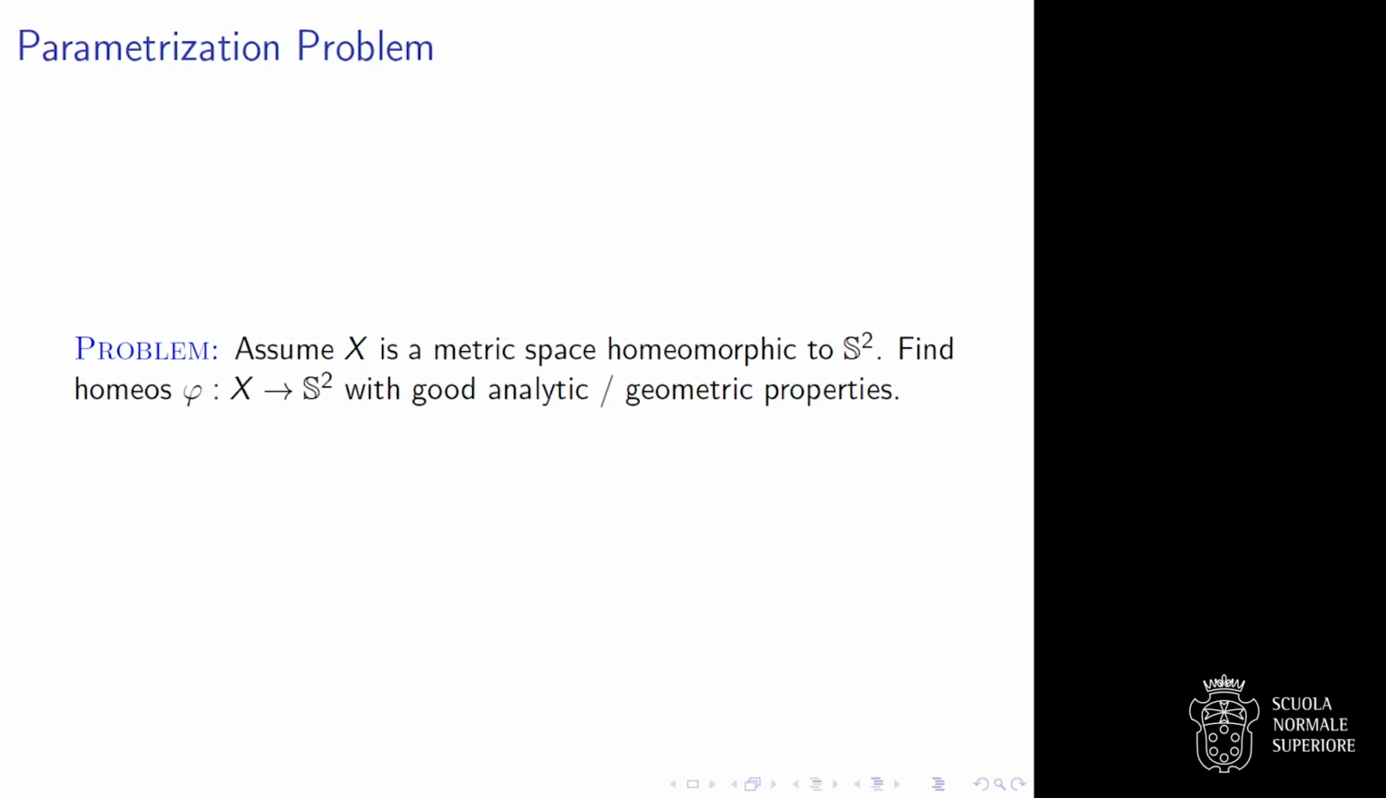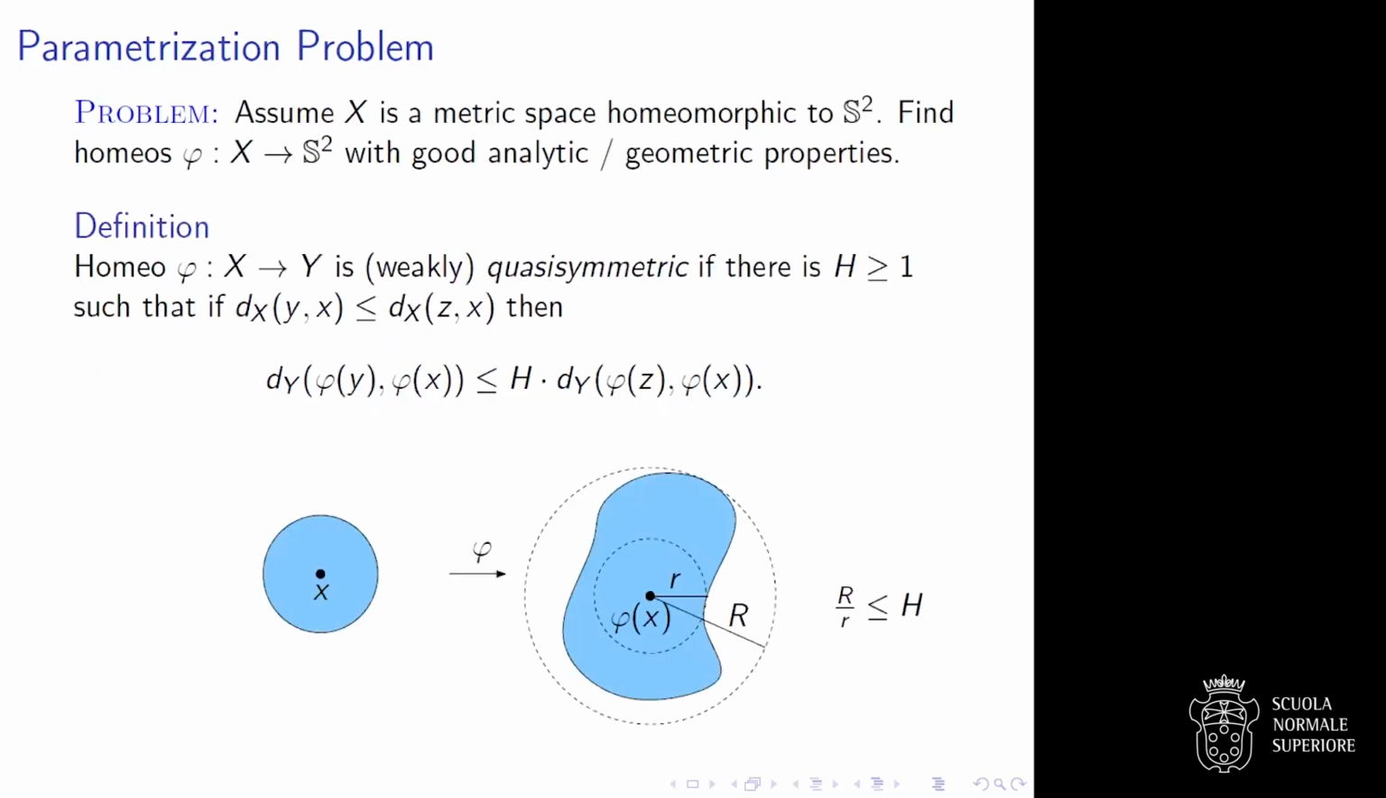If we talk about quasi-symmetric homeomorphisms, we give a definition. So a homeomorphism between metric spaces is weakly quasi-symmetric if this distortion inequality holds, which means that the image of every ball is uniformly round. So another parameterization problem in the quasi-symmetric class becomes how to know if a given metric space is quasi-symmetrically equivalent to the standard two-sphere.